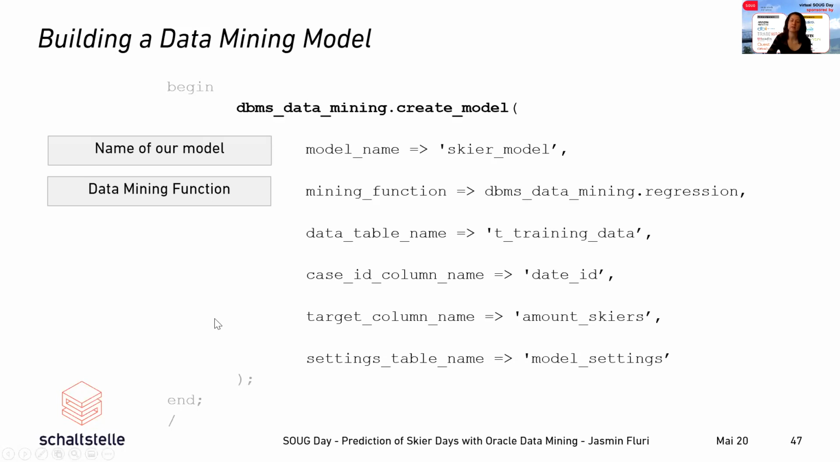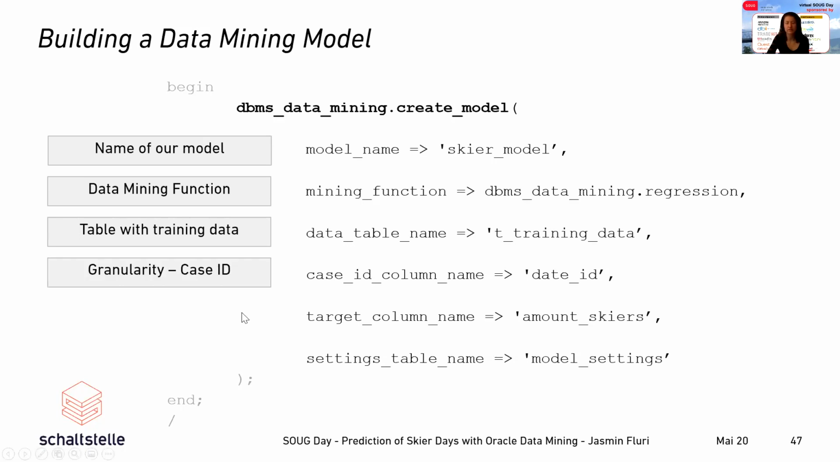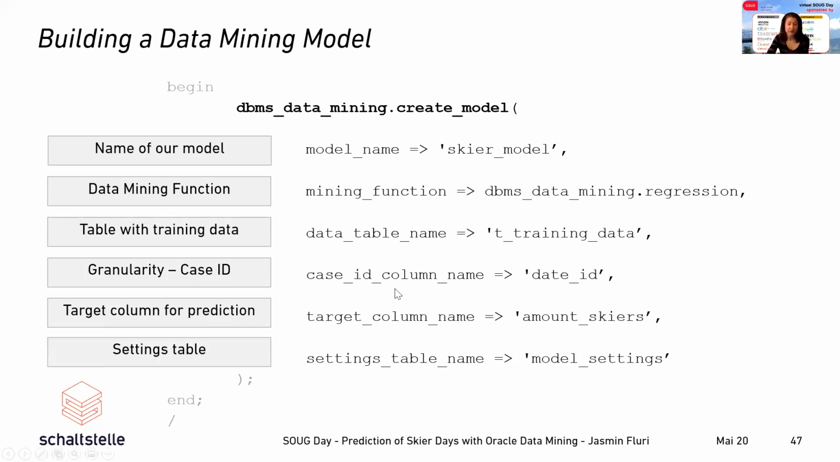Then we need to name the table that contains the training data. The case ID defines the column that labels the granularity of the data. In our case, that was a date column, but it could also be a numerical column with a sequence or something else. The target column name references the column in our data set that contains the target value that should be predicted. Since the model needs to learn how to predict the skier number, it needs to know which value should be predicted and which values can be used to calculate the prediction with the linear regression. Finally, we reference the settings table that we created, and then the model also knows which settings and which algorithm to choose.